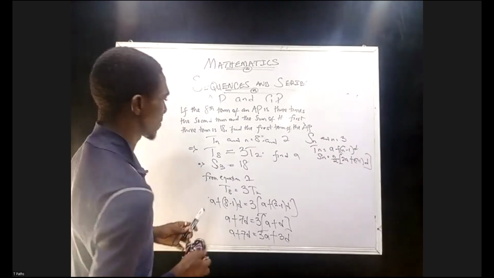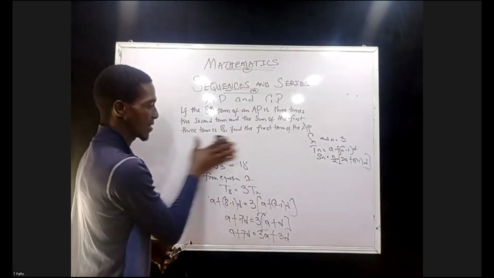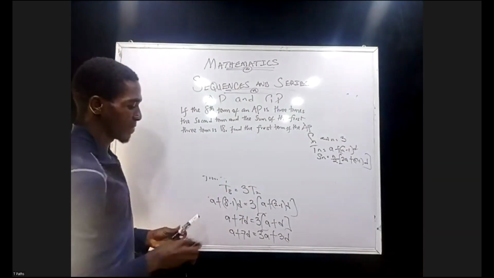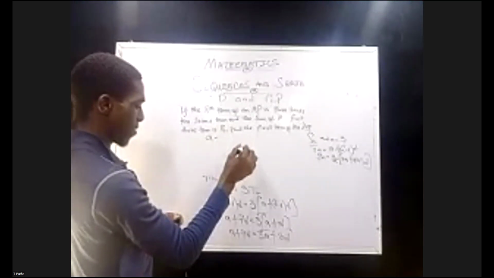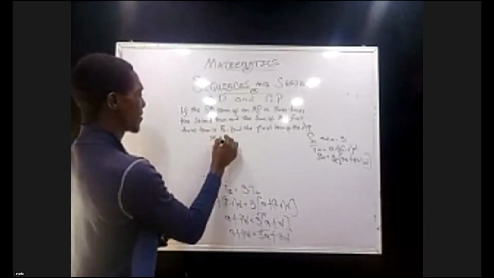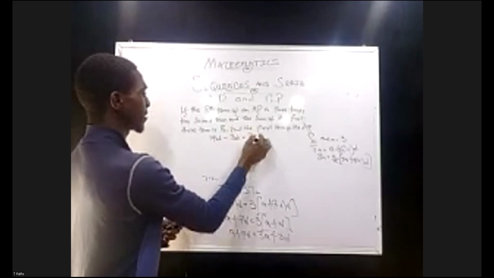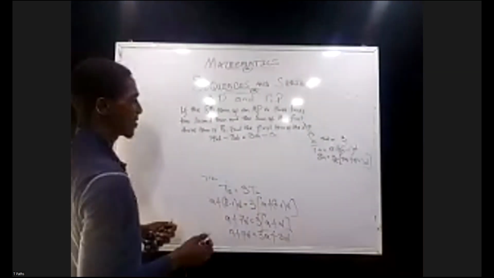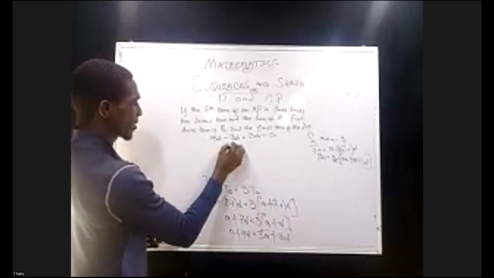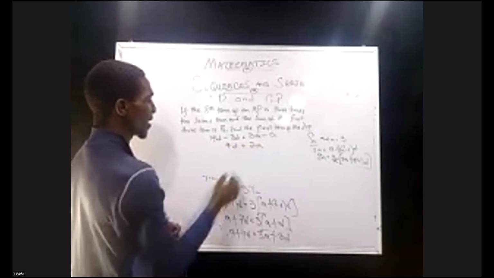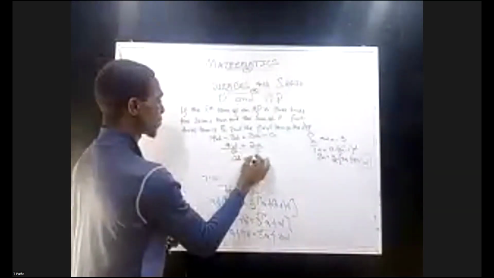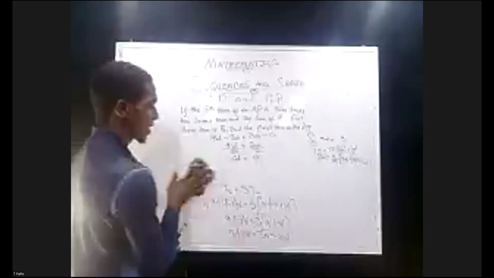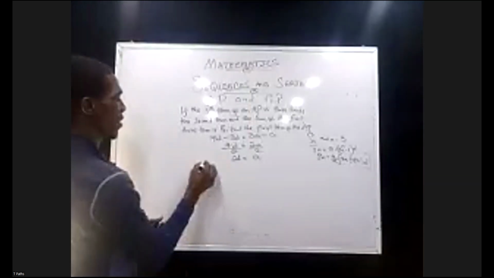When we collect like terms, let's do it this way: 7d minus 3d equals 3a minus a. So we can omit the minus sign there. I have 4d equals 2a. Then 2 is common here. I have 2d equals a. Case solved. Now, we move on to the next expression, which is equation 2.